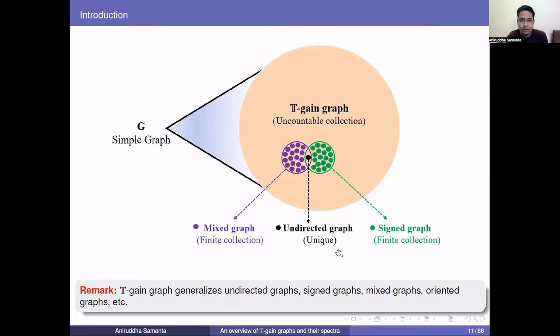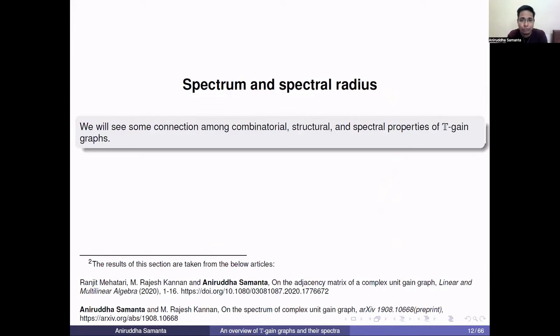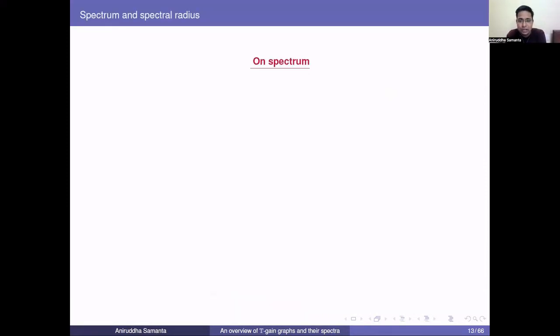Well, in this section, I will discuss some results on the spectrum and spectral radius of T-gain graphs in connection with their structural, combinatorial, and spectral properties. So, some results on the spectrum.